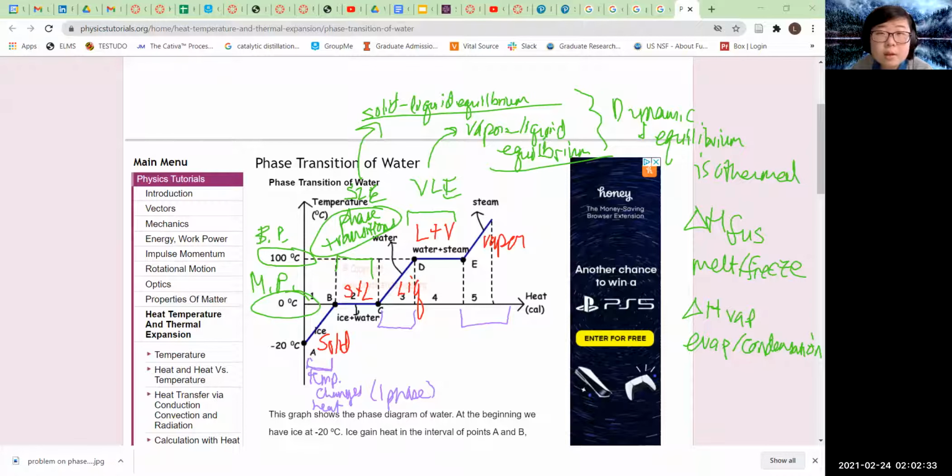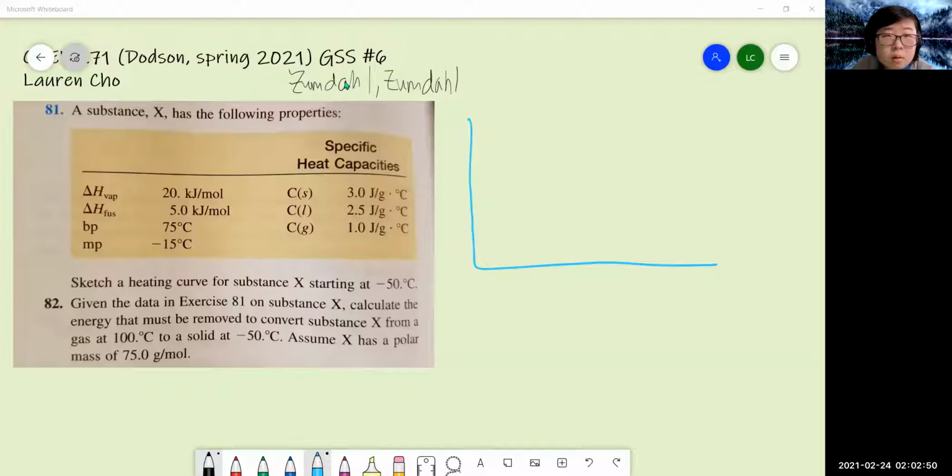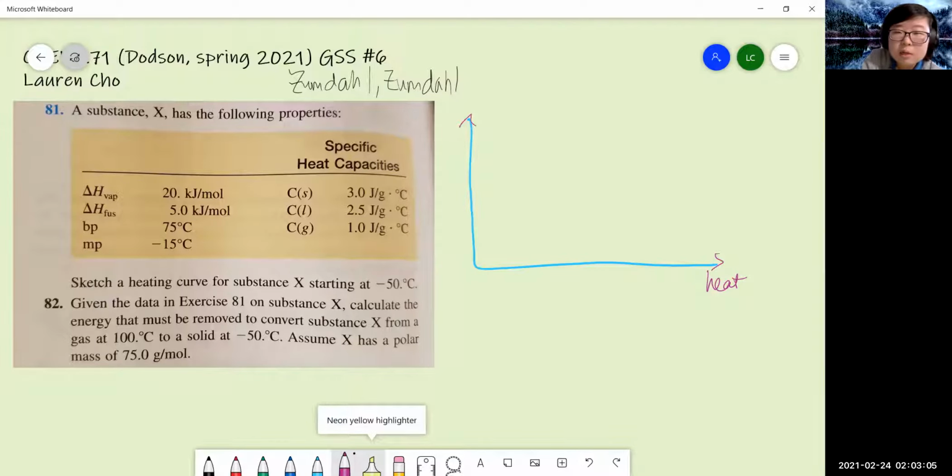Yeah, so hopefully that gives a little more background. I'm going to clear this diagram. Okay, so now you can see here we're back to this diagram. We'll have heat on this axis, and just like Dr. Dodson mentioned, this is temperature.